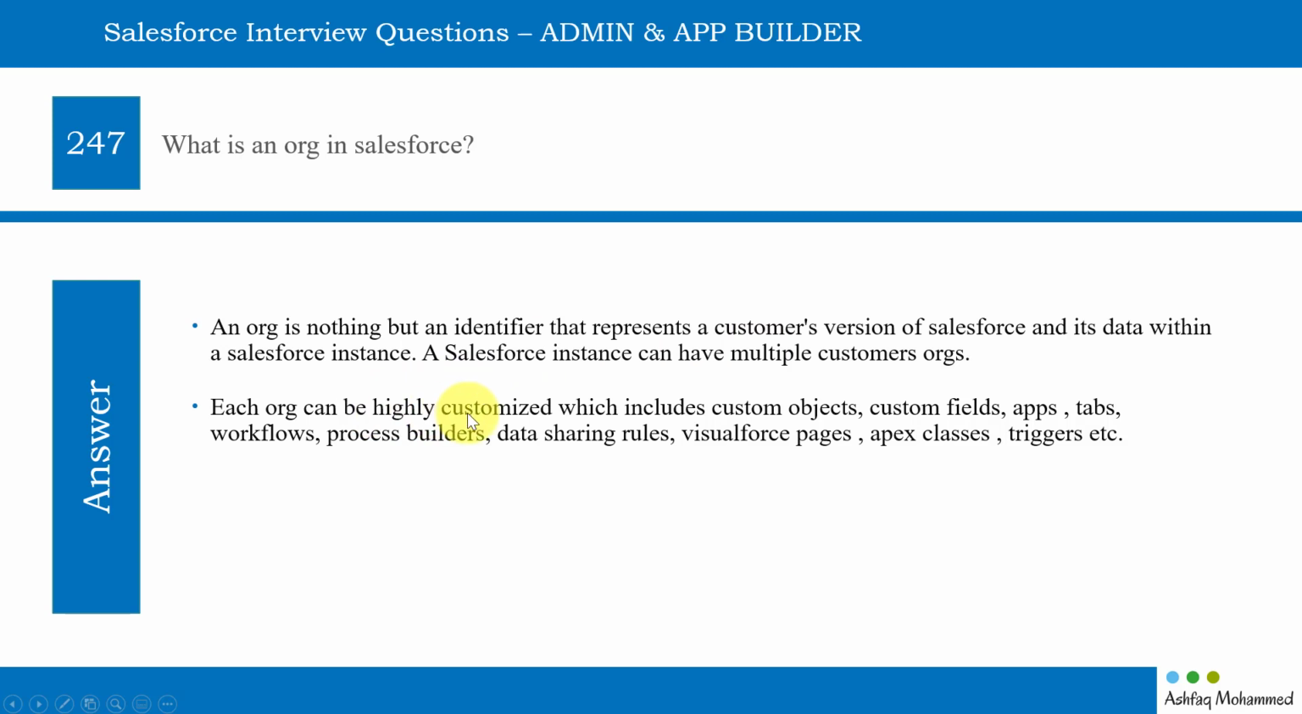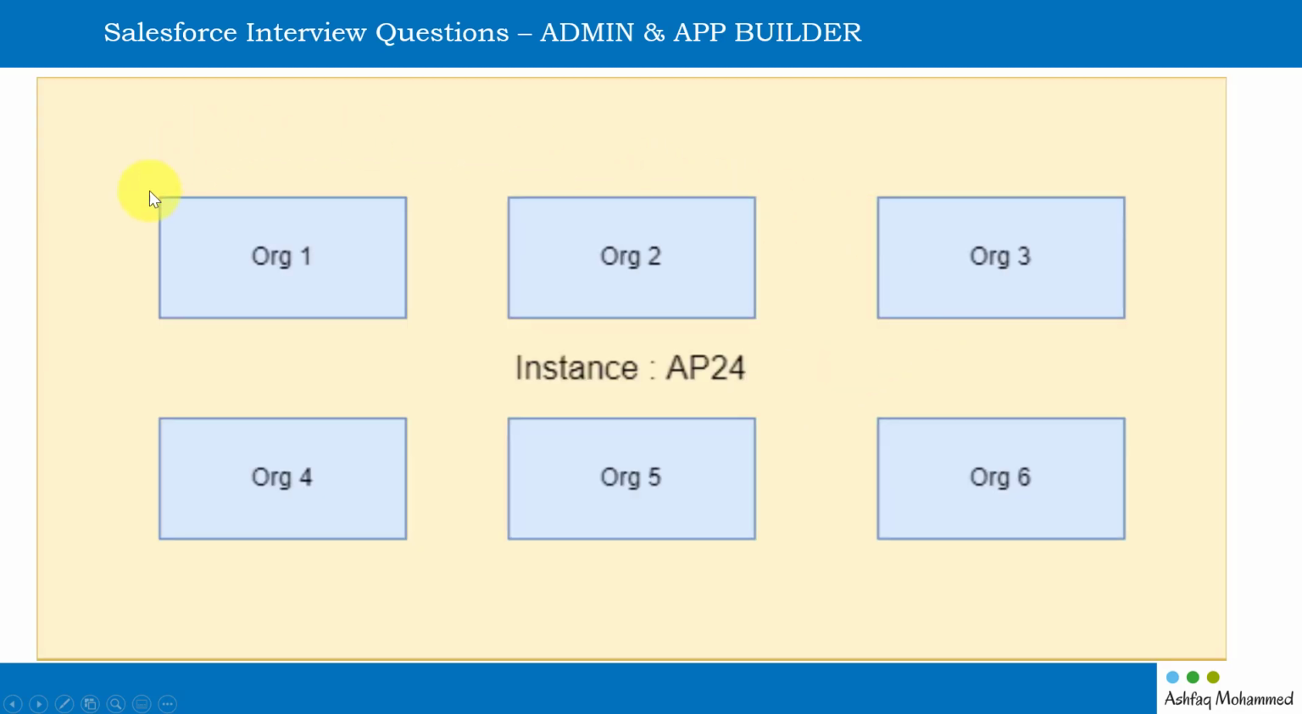Each org can be highly customized, which includes custom objects, custom fields, apps, tabs, workflows, process builders, data sharing rules, Visualforce pages, Apex classes, and triggers, etc. We can have anything developed in any org. To get the instance and org details, go to Setup, then Company Information. If you want to see the instance details, you will find them there. So this is typically an instance.